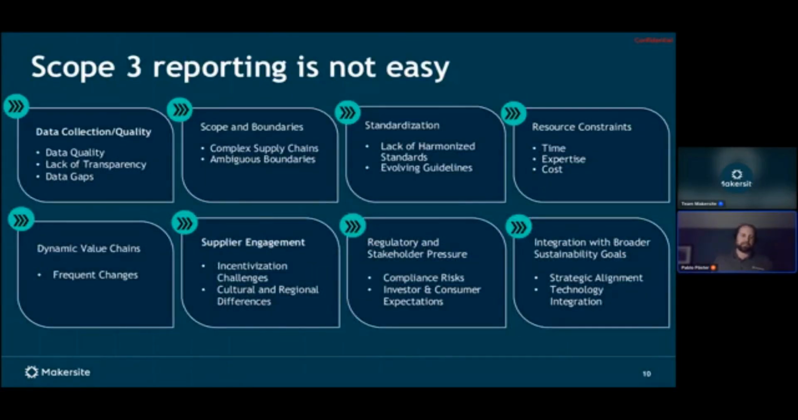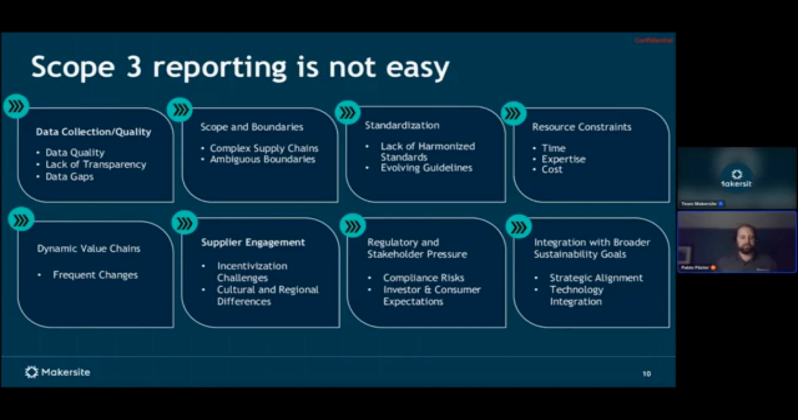Now, in addition to this, there are a number of complexities facing scope 3 reporting. We might have issues with data collection and data quality. So do we have availability of the data? Do we have transparency? Are there gaps in the data? There might be scope and boundary issues, complex supply chains and ambiguous boundaries to those elements of your supply chain.